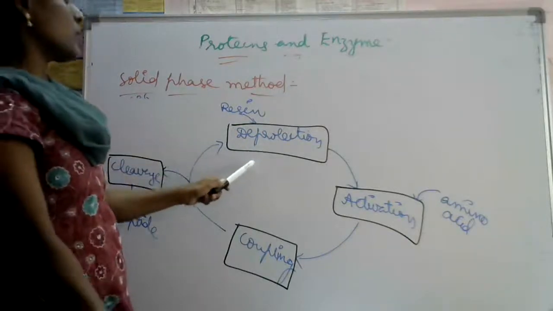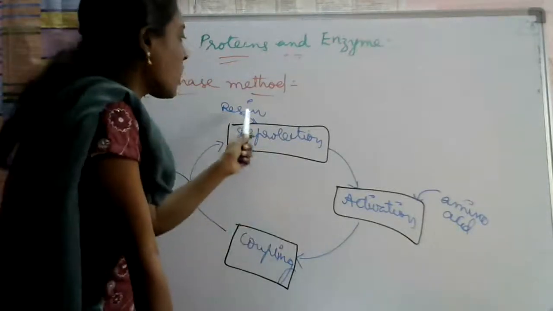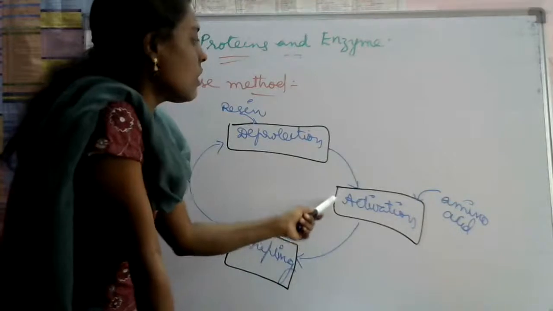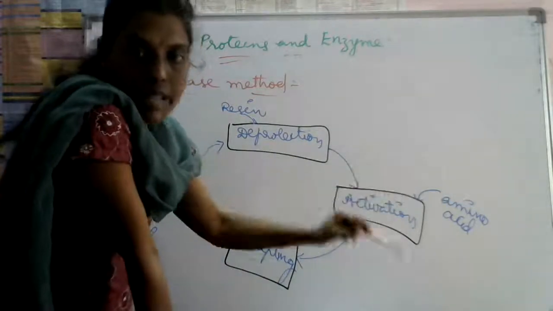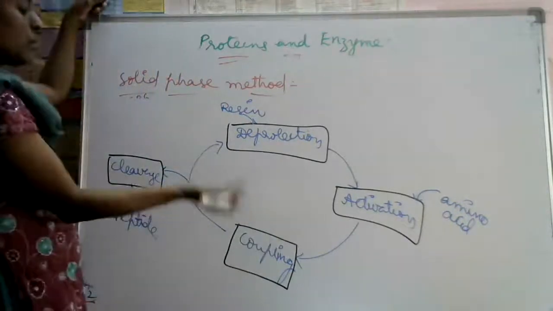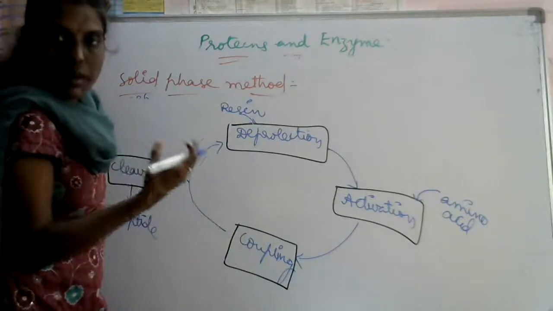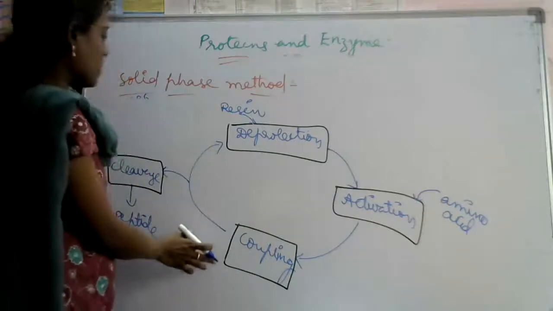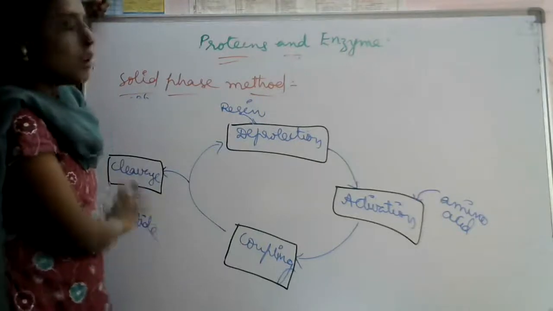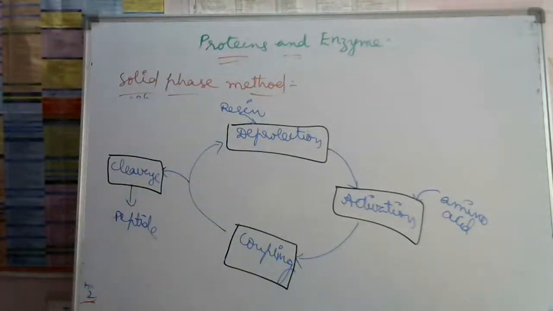First we take the deprotected amino acid, which is the activation, meaning here the resin. We add the resin and thereby it gets activated. To this activated chain we add the amino acids one by one, so the coupling reaction will be there. Coupling means here we have to add more amino acids. Next, what is the last step? Cleavage is the last step. So this is about the synthesis of peptides.